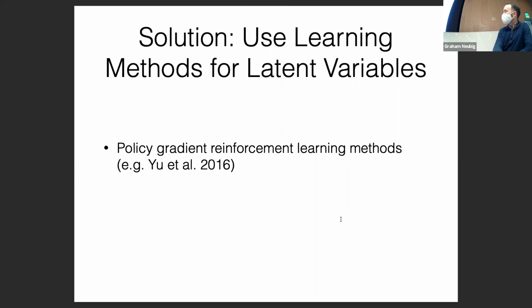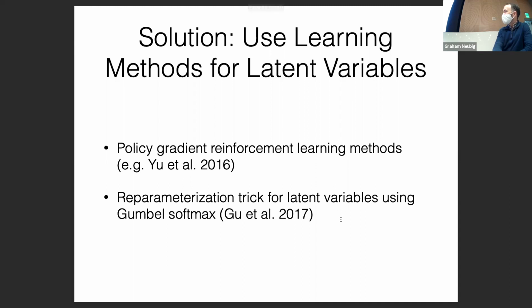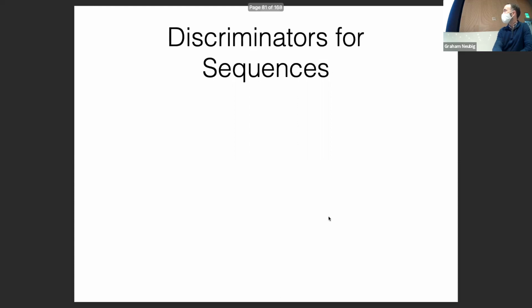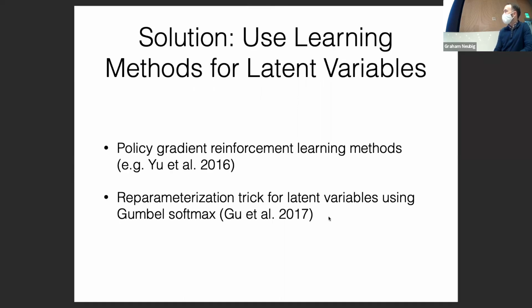So we can have policy gradient style reinforcement learning methods. We can also use a reparameterization trick for latent variables using the Gumbel softmax. So that's also something that I talked about last time. So this is basically just a rehash of what we talked about before, so I'm not going to go into more detail.